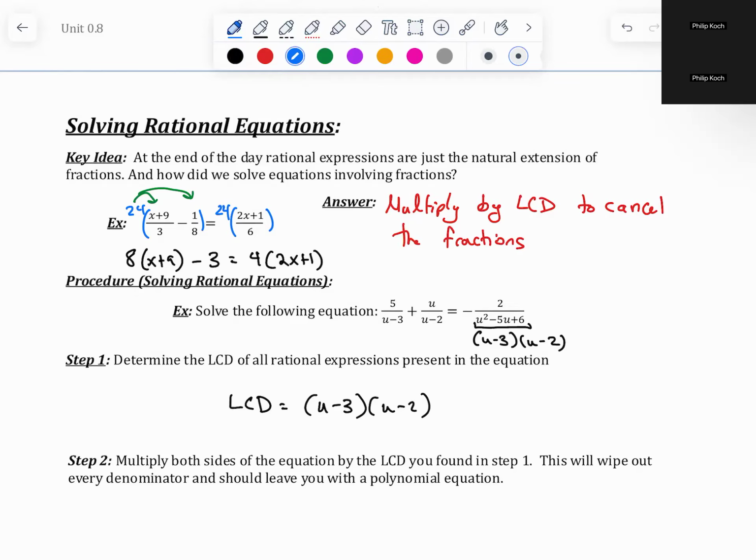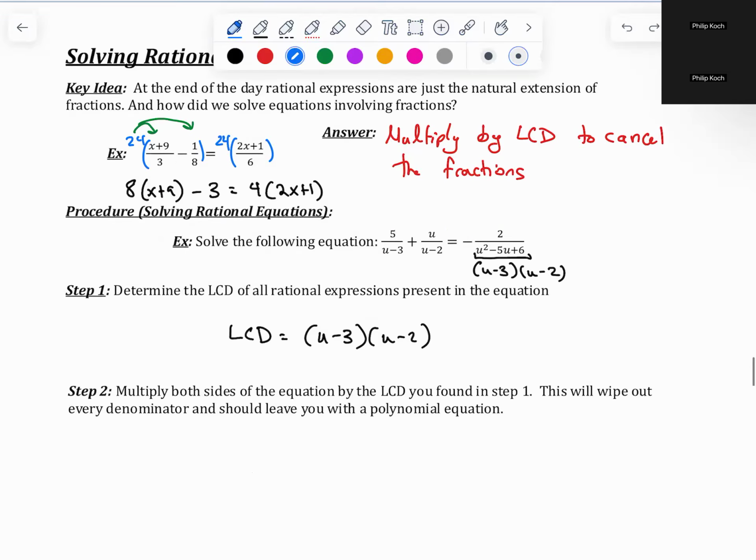Maybe, as an aside, if this had been u minus 3 cubed, then there would have to be a cube here. But that's not the case. It's just u to the first, u minus 3 to the first power and u minus 2 to the first power. Then, just like with the fractions, now that we found the LCD, we're going to multiply both sides by that expression, by the LCD.